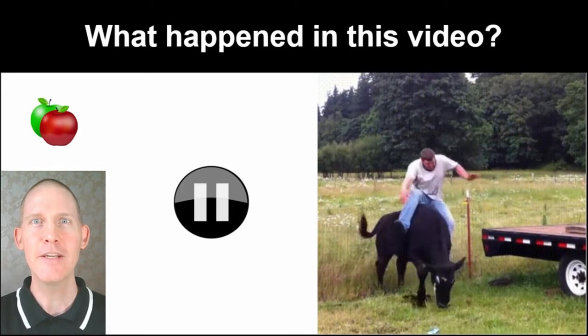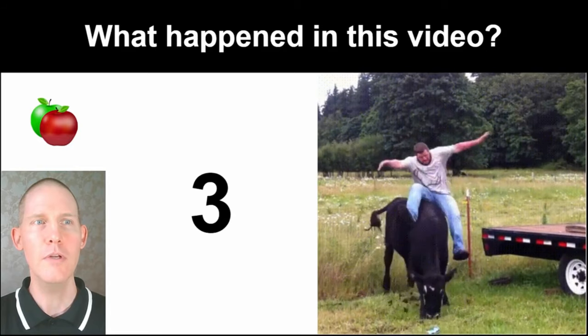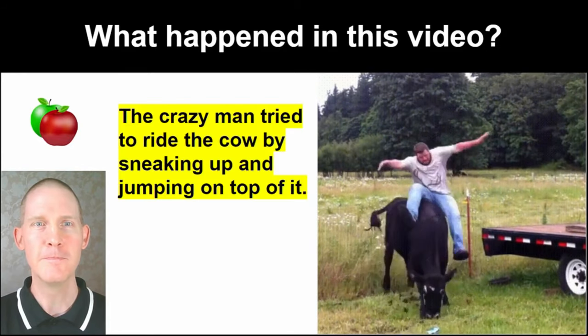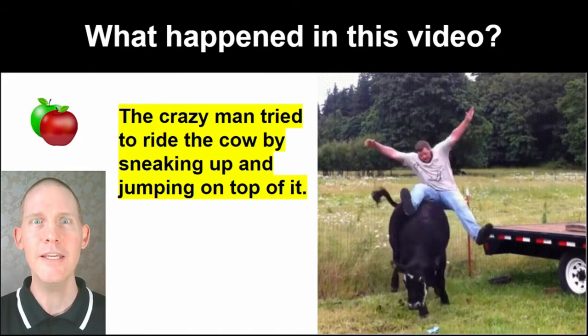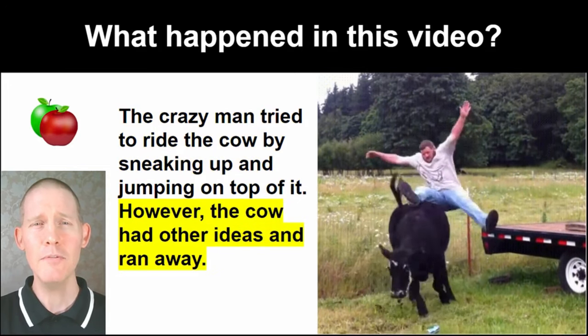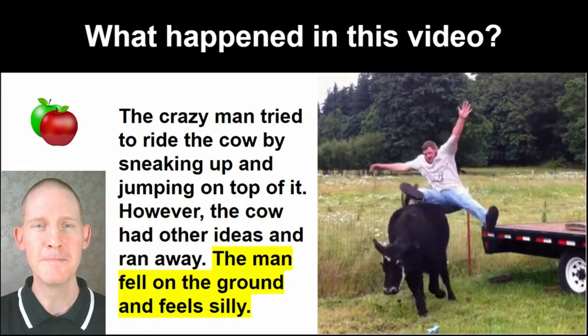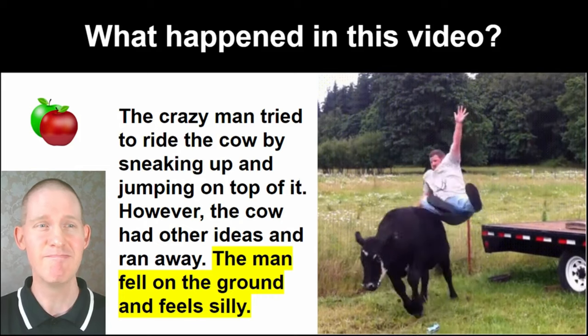Okay, here is my answer in 5, 4, 3, 2, 1, 0. The crazy man tried to ride the cow by sneaking up and jumping on top of it. However, the cow had other ideas and ran away. The man fell on the ground and feels silly.